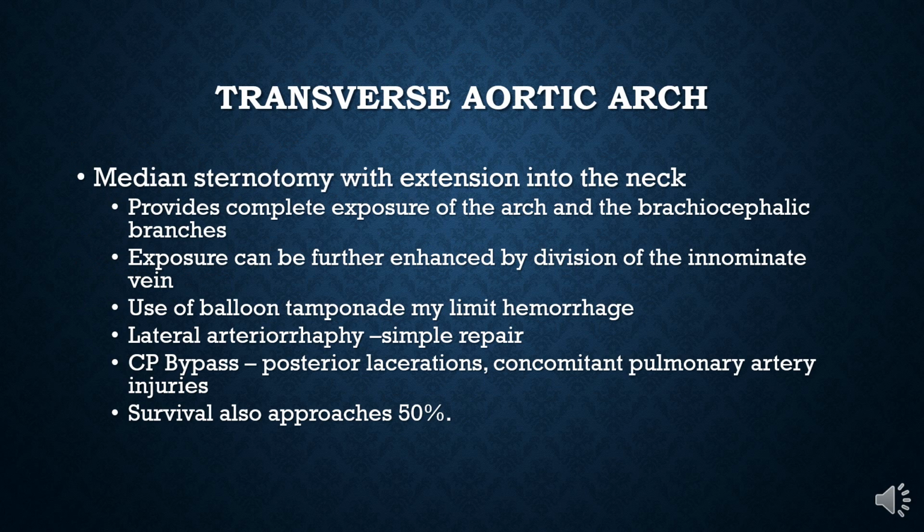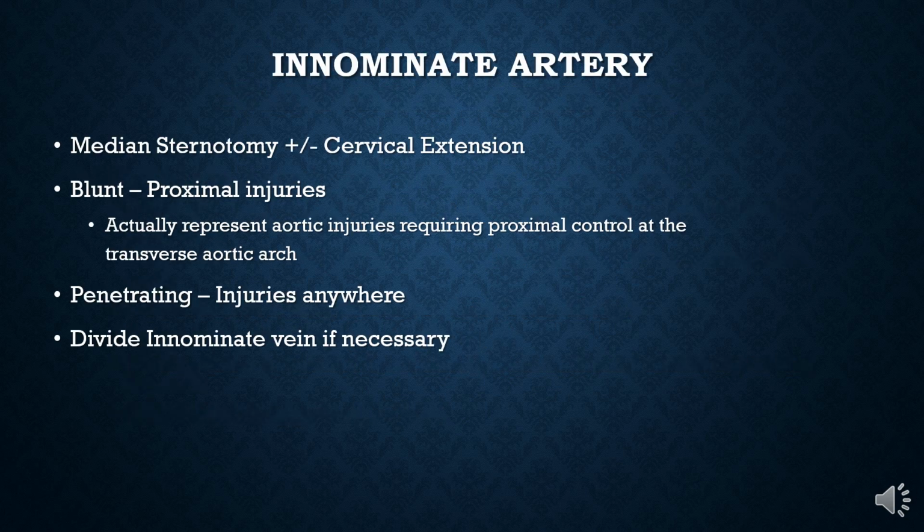Transverse aortic arch: median sternotomy with extension into the neck provides a complete exposure to the arch and brachiocephalic branches. Exposure can be further enhanced by division of the innominate vein. Use of balloon tamponade may limit the hemorrhage. Lateral arteriography, simple repair, cardiopulmonary bypass for posterior laceration and concomitant pulmonary artery injuries. Survival also approaches 50%.